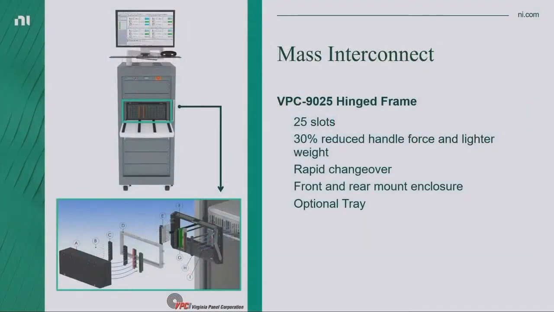This is the location of the mesh interconnect on ECU TS. Below is the exploded view of the mesh interconnect from Virginia Panel Corporation. The mesh interconnect comes with 25 slots, 30% reduced handling force, and is lightweight. For rapid changeover, it can be used on a front and rear mount enclosure. As you could see here, this is a tray which is optional.